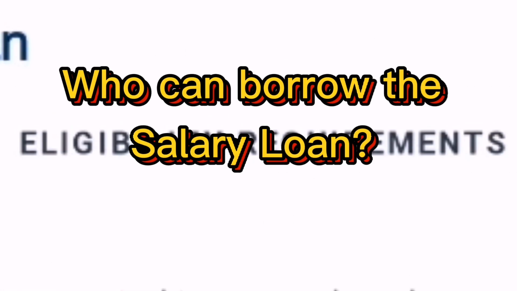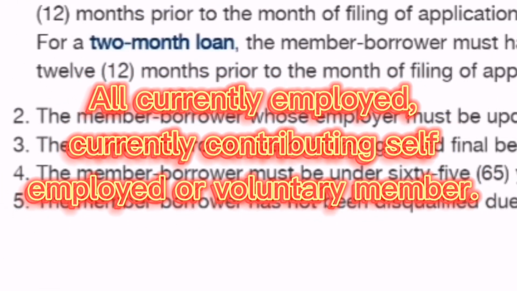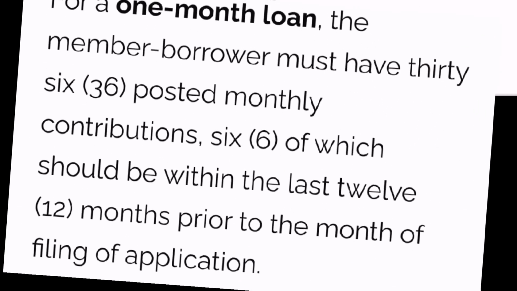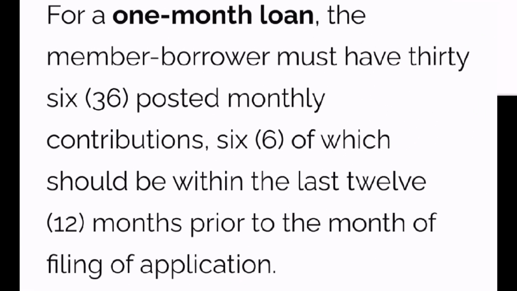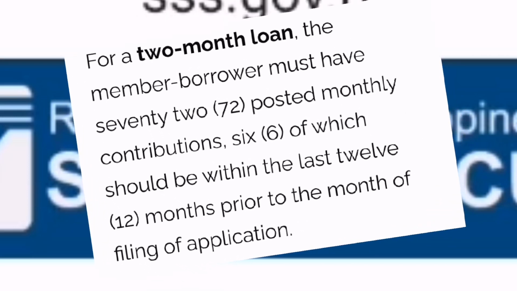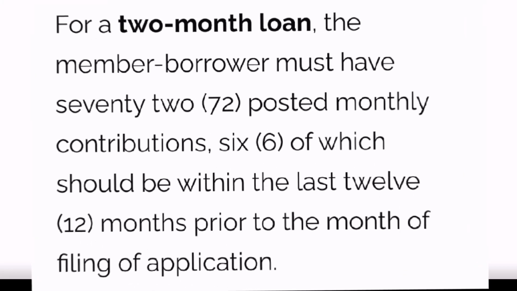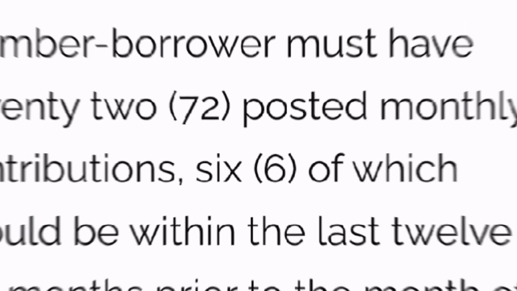Who can borrow the salary loan? All currently employed, currently contributing self-employed or voluntary members. For a 1-month loan, the member borrower must have 36 posted monthly contributions, 6 of which should be within the last 12 months prior to the month of filing the application. For a 2-month loan, the member borrower must have 72 posted monthly contributions, 6 of which should be within the last 12 months prior to the month of filing of application.